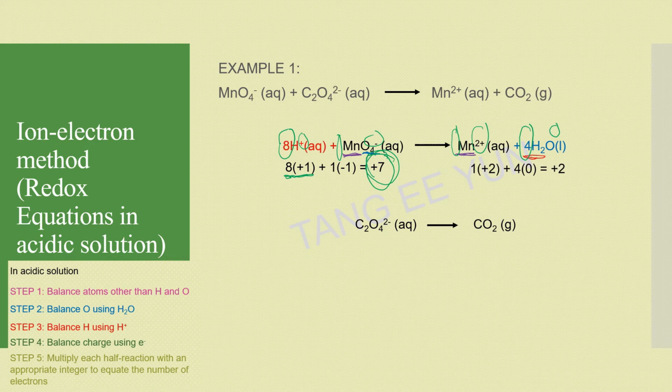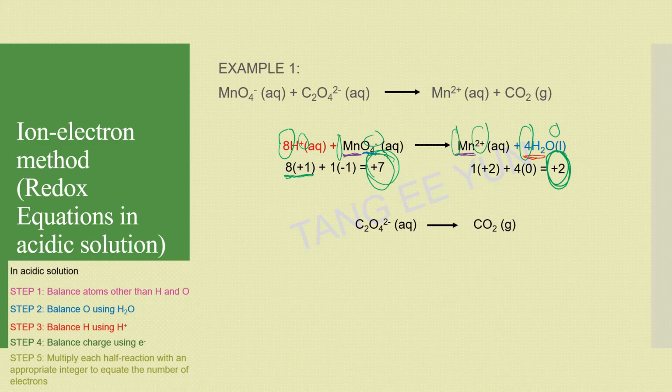When we sum them together, we get +2 as the total charge. So can you see that on our reactant side, the total charge is +7, and on the product side is +2, and the difference between them is 5. Okay, the difference between them is 5, so that means we need to add in 5 electrons.